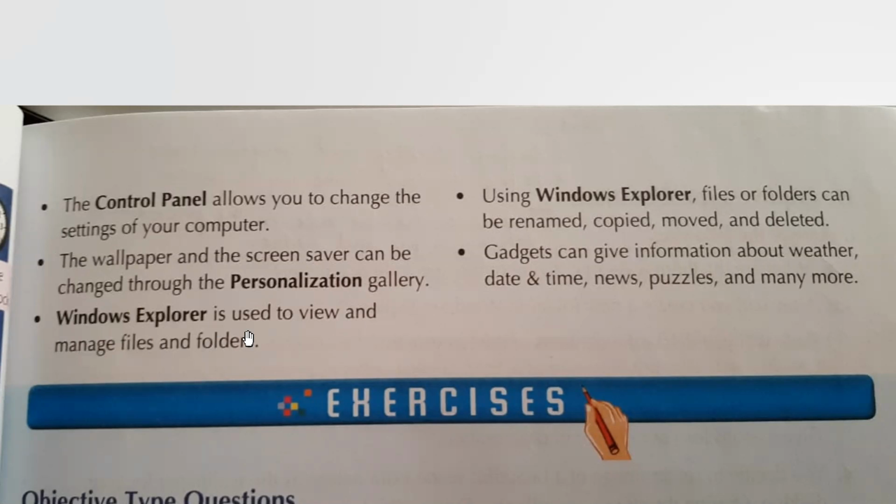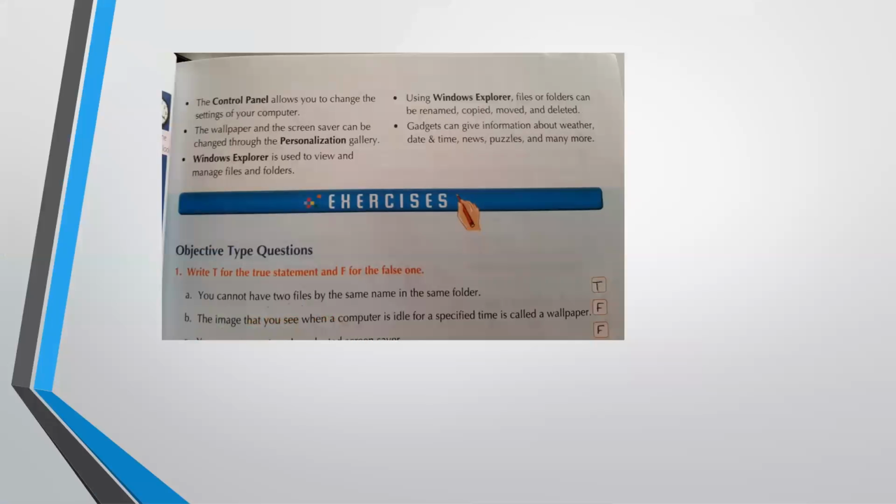And one point I've already told you, that when you are using Windows 7, then the term used is Windows Explorer. And when you are using Windows 10, then the term would be File Explorer. Okay. So File Explorer and Windows Explorer are both doing the same task. Using Windows Explorer, files or folders can be renamed, copied, moved, and deleted. Yes, we already did this part with the help of Windows Explorer. Now, gadgets can give information about weather, date and time, news, puzzles, and many more. So these were the points, and these were the memory bytes.